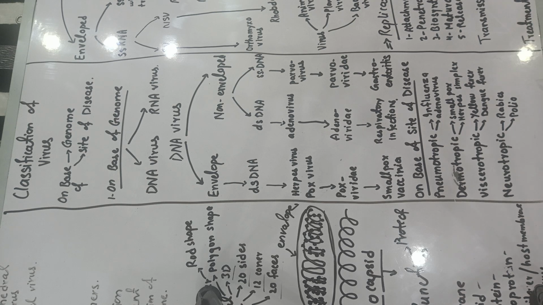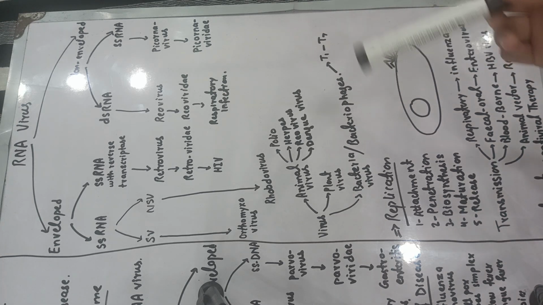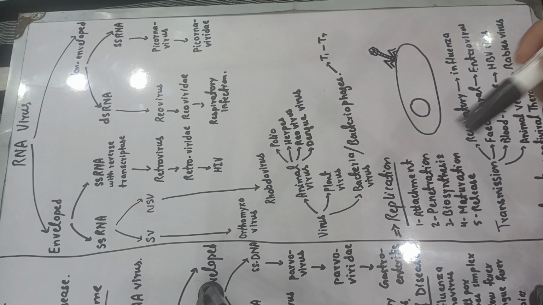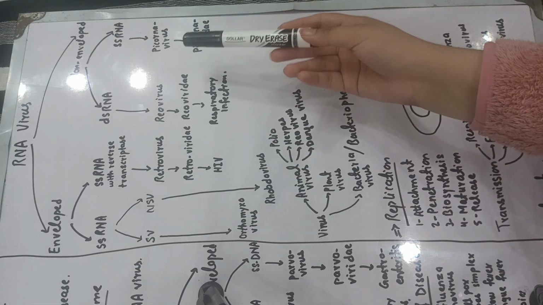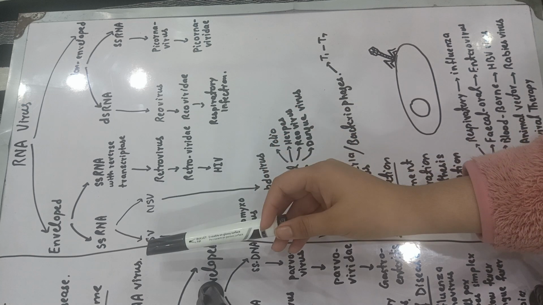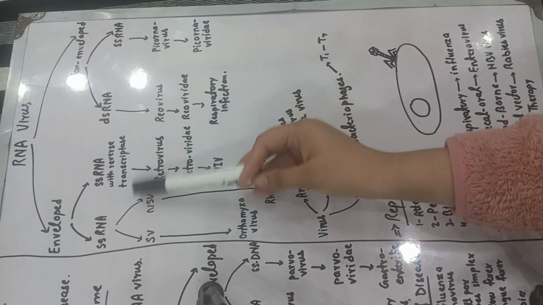Now let's discuss the last classification of virus, which is the RNA virus, and see on the next slide. So here the classification of RNA virus is given. Again, the RNA virus is divided into two parts. First is the enveloped, and second is the non-enveloped. Here the enveloped consists of two further divisions: single-stranded RNA and single-stranded RNA with reverse transcriptase.